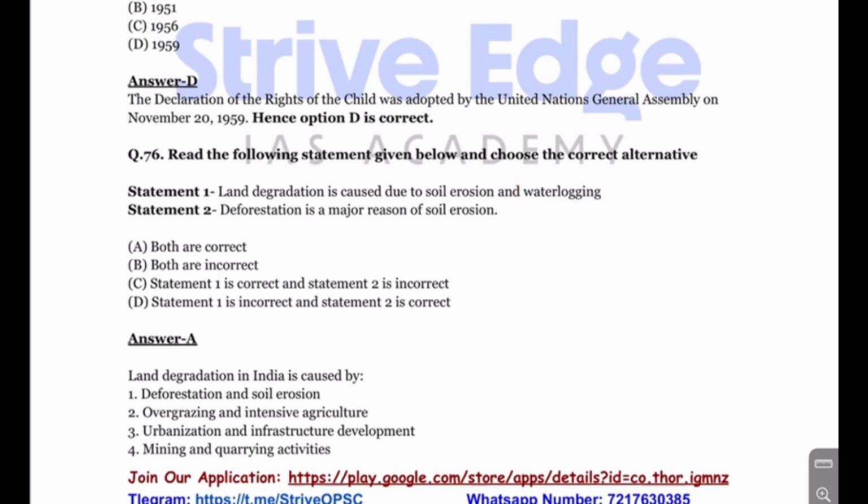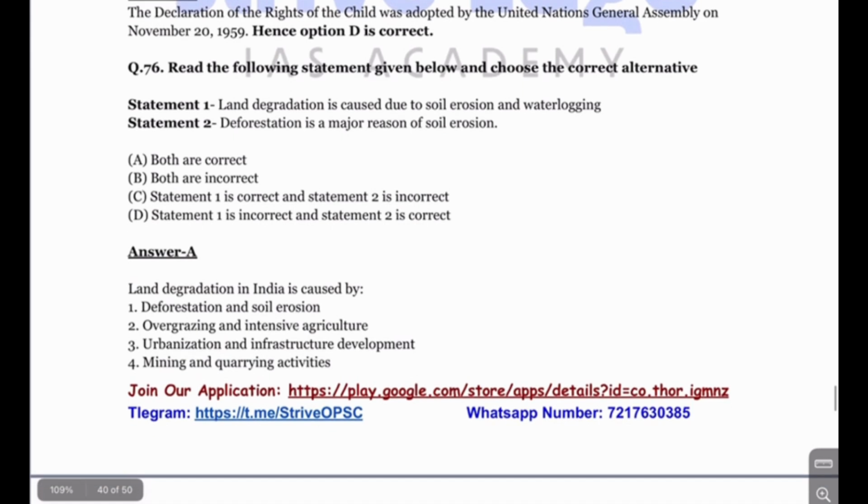The deforestation is a major reason for soil erosion. Yes, it is also right, because by causing deforestation, the roots of the tree that are holding the soil are also gone. So because of that, it accelerates the soil erosion. So both the statements are correct. That is, answer A is correct.